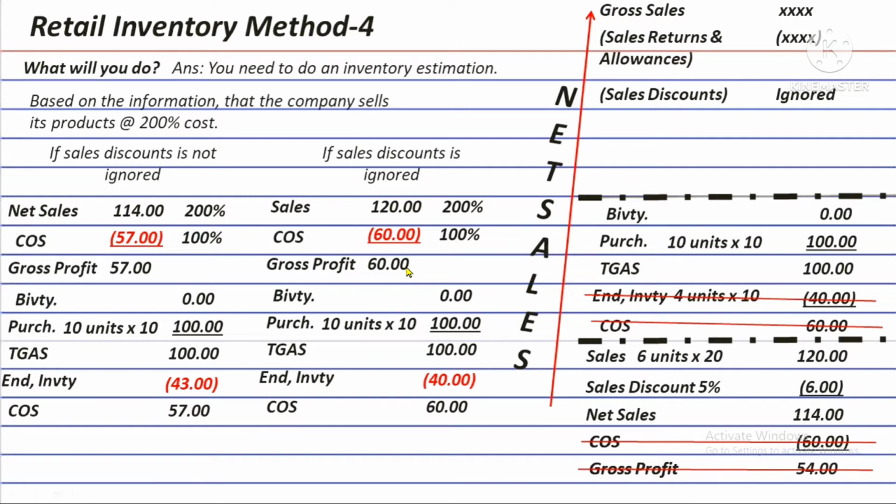So I hope I made that clear. Let me repeat that. Sales discounts are only ignored when estimating inventories. But if you are making the actual financial statements, please deduct the sales discount from the gross sales in order to get the correct net sales, the correct gross profit, and the correct net income.